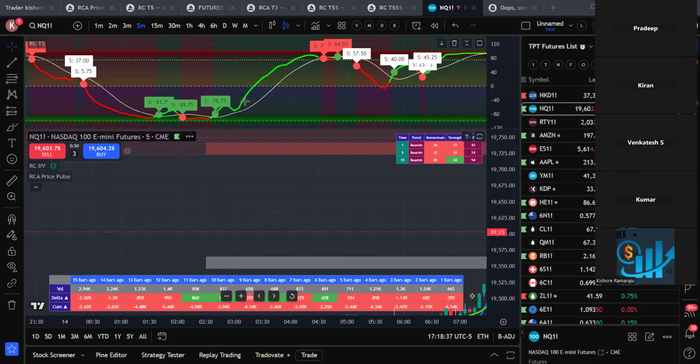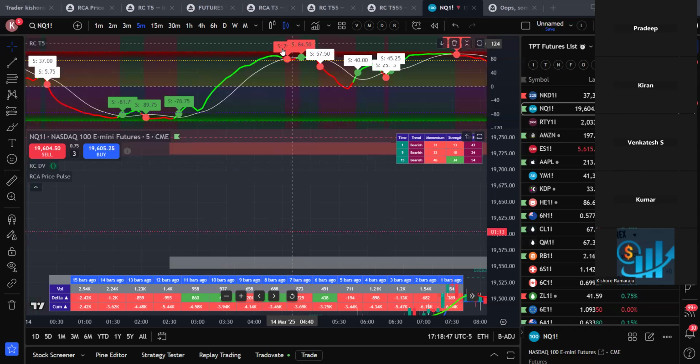And after some time, one of them will lose control. Generally, if it is at the bottom, sellers will lose control and buyers will gain control. Or if it is at the top, buyers will lose control and sellers will take control.